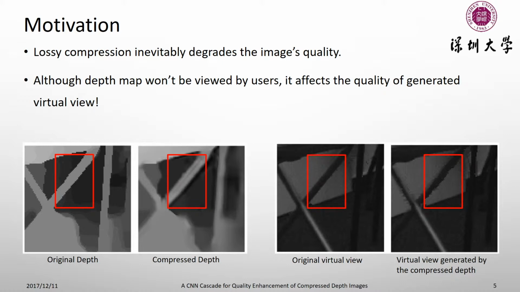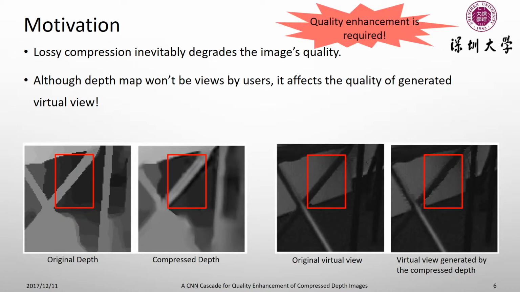Here is one example. Before compression, the ground truth depth image is sharp at the edges, while the compressed depth is blurred. Therefore, the virtual view generated from the compressed depth suffers from wrong pixel locations at edges. In order to avoid this visual perceptual degradation, quality enhancement for compressed depth images is required.